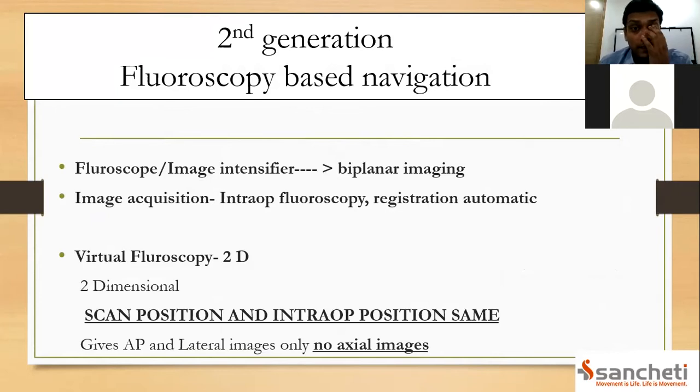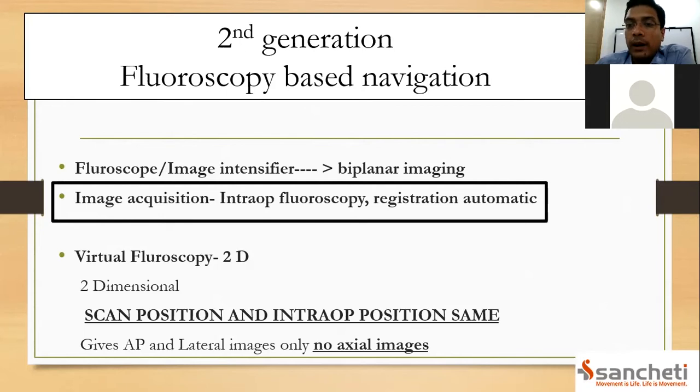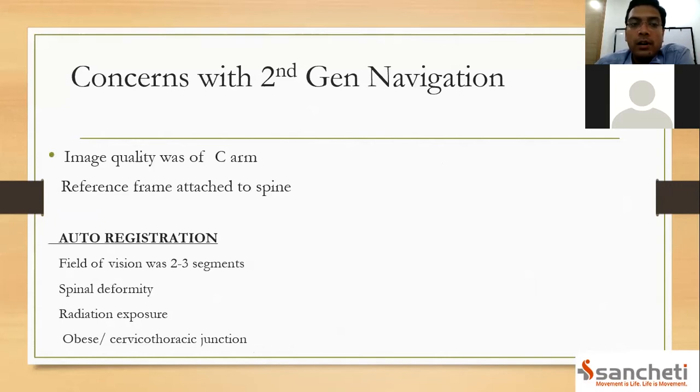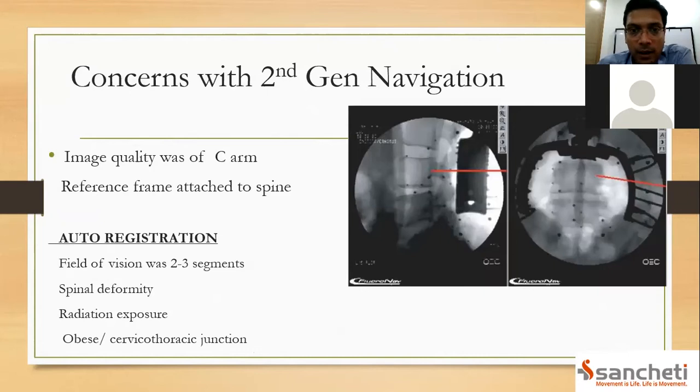The second generation was a fluoroscopy based navigation system. The advantage of the fluoroscopy based navigation system was that it was biplanar imaging as opposed to a preoperative CT. So the image acquisition was inside the OR with the fluoroscopy machine, and registration improved, becoming automatic, where physical matching was no longer required. The final output was virtual fluoroscopy images like you see in current day C-arms, but the drawback was that it was two-dimensional. So although image acquisition was intraoperative, it was fluoroscopy based, and registration was automatic, the quality of imaging was like that of a C-arm. Somewhat like this. But the drawback is that you would get only AP and lateral projections.